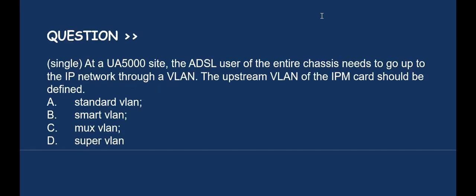Next one. In a UA5000 site, the ADSL user of the entire chassis needs to go up to the IP network through a VLAN. The upstream VLAN of the IPM card should be defined. Option A, standard VLAN. Option B, smart VLAN. Option C, MUX VLAN. Option D, super VLAN. Correct answer is option B.